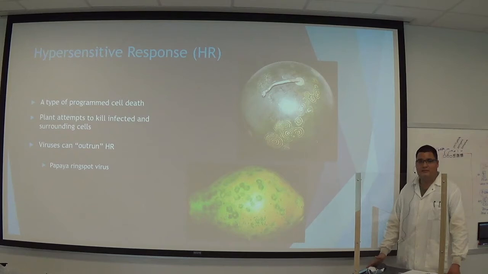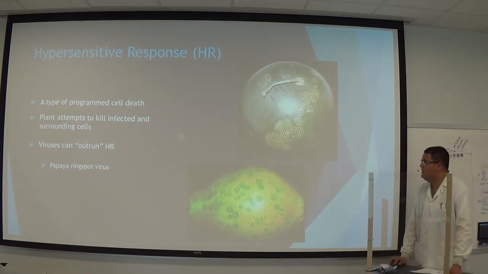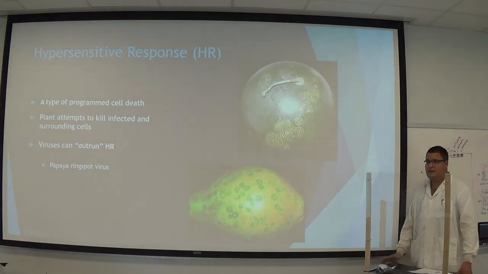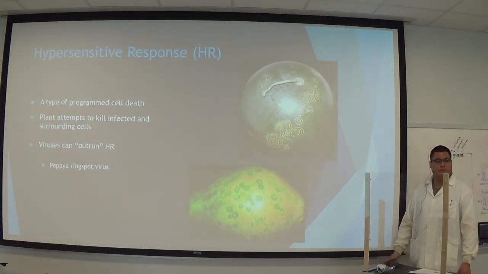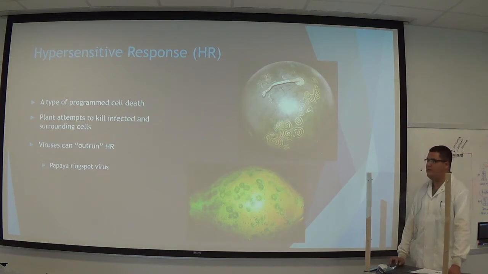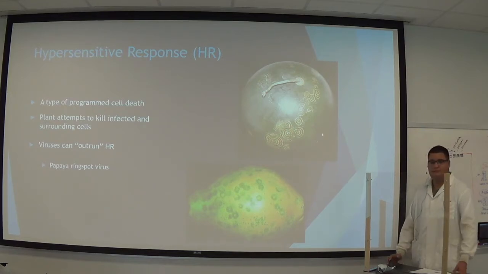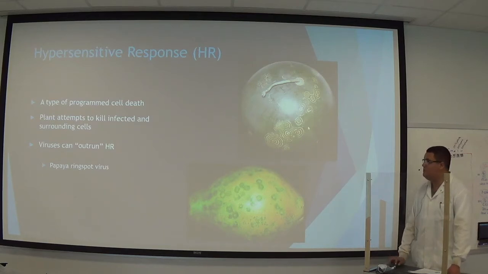However, sometimes the virus is able to outrun that response from the plant. If you look over here, we've got papaya ring spot virus in this watermelon. And one thing I should mention is plant viruses are named after the first host in which they're discovered. But that doesn't mean they're limited to just that host. So that's why you have papaya ring spot virus in this watermelon. And you can see, you start getting these ring spots. Ring spots are probably the best example to show of the virus outrunning the hypersensitive response from the plant.